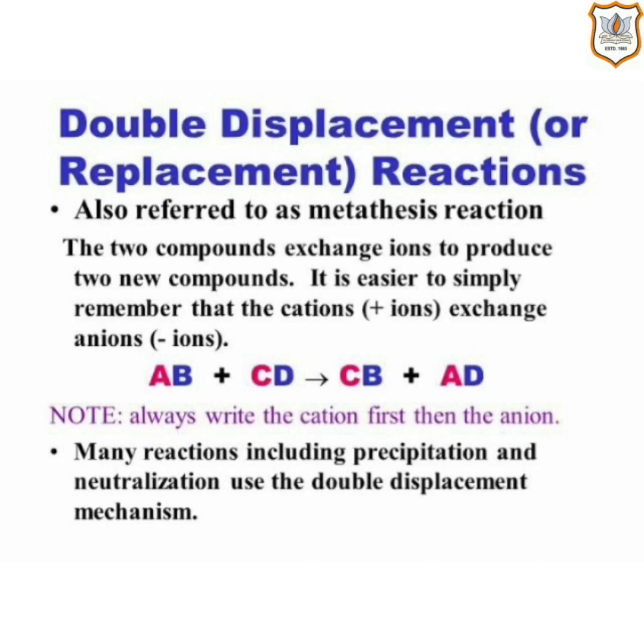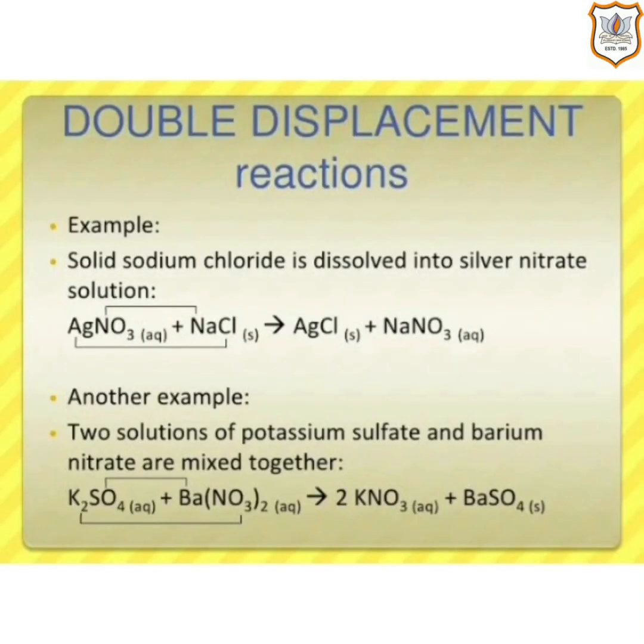Here, a precipitate is an insoluble product that is obtained during the chemical process and settles down after some time in the test tube. Let's see an example. Here we see that when sodium chloride is dissolved in silver nitrate solution, we get silver chloride and sodium nitrate. Here silver chloride is insoluble in water, so it is a precipitate and settles down in the test tube.